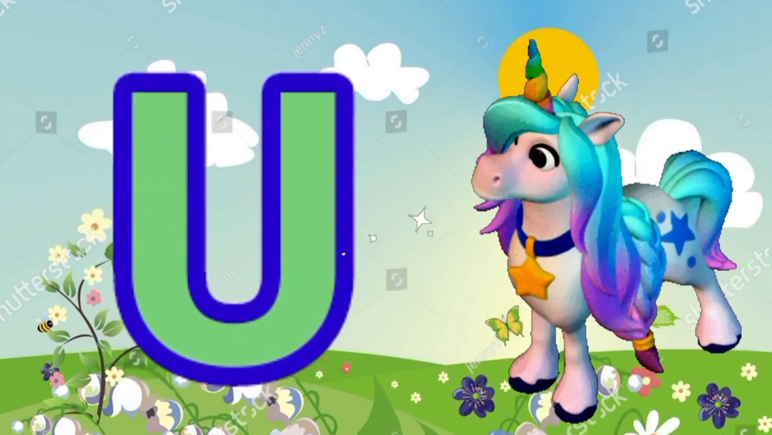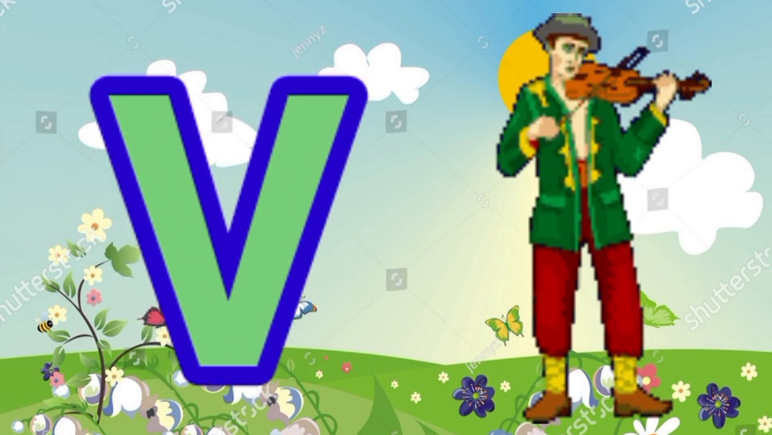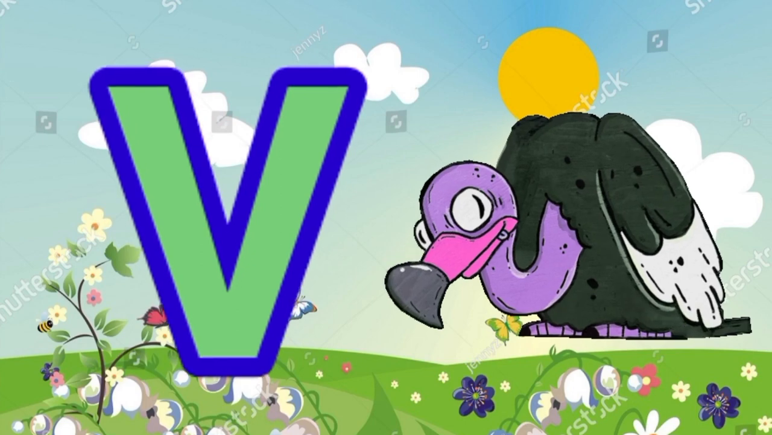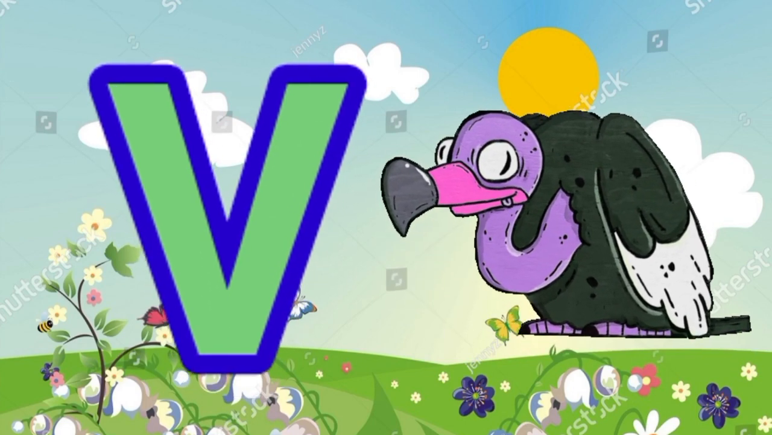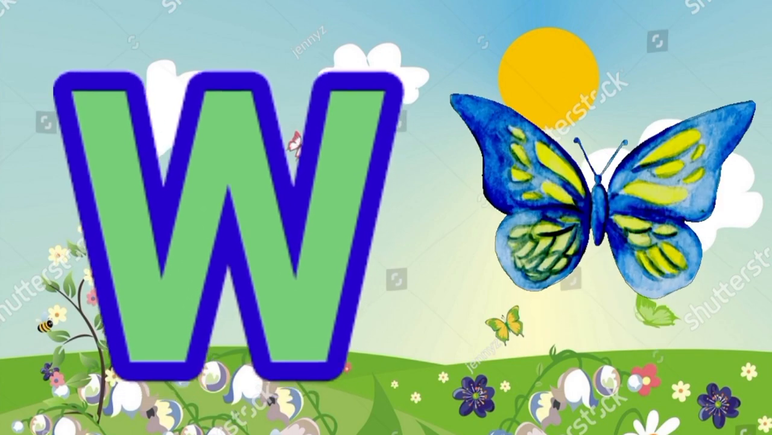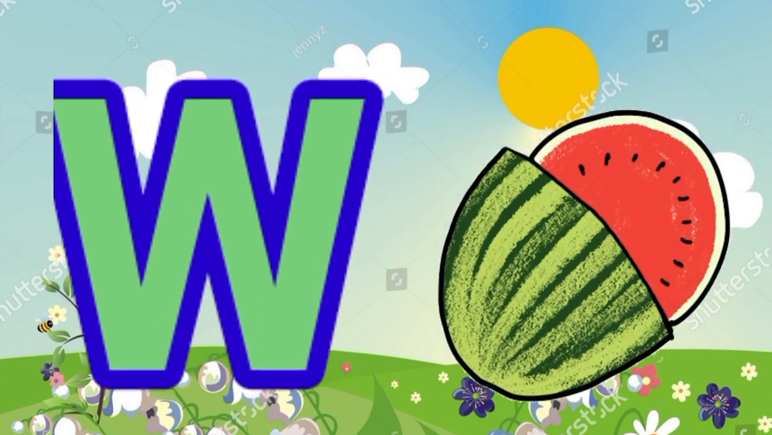U for unicorn. V for violin. V for vulture. W for wings. W for watermelon.